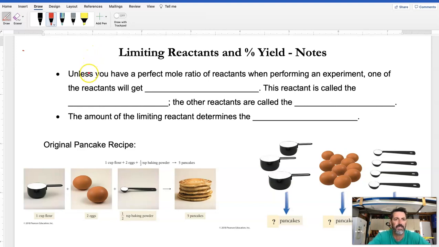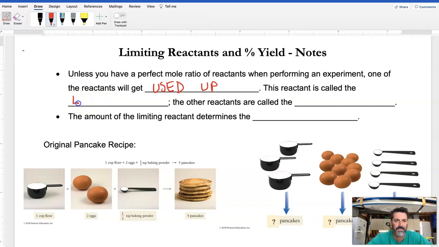The first bullet point says, unless you have a perfect mole ratio of reactants when performing an experiment, which we did not have, one of the reactants will get used up first. Used up. All right, in our lab, we used silver nitrate and copper wire. And if you remember, we pulled the copper wire out and there was a bunch of copper wire left. So that did not get used up. What got used up was the silver nitrate.